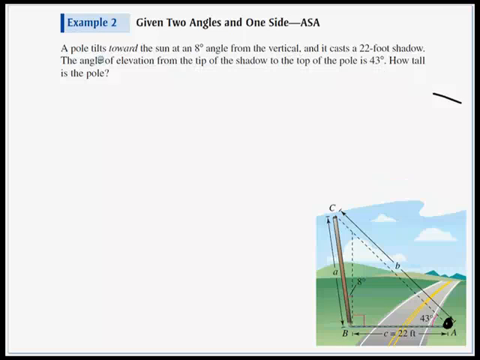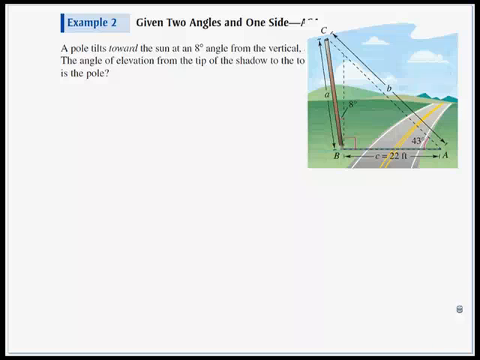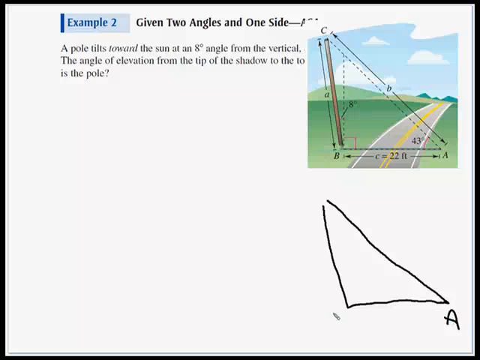Sometimes these book pictures are a little cluttered. I'm just going to do a stripped down version of it. Here's a triangle. We got angle A, B, C. We know that the shadow of this is 22 feet. We were told this angle is 43 degrees. So this is side A, this is side B.